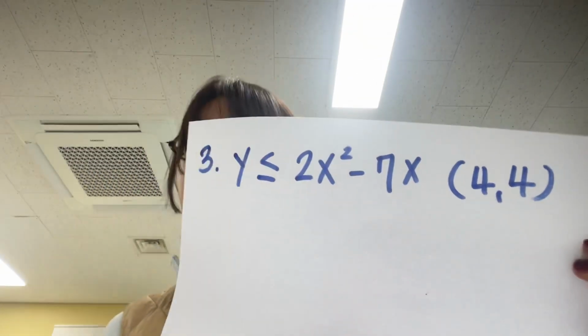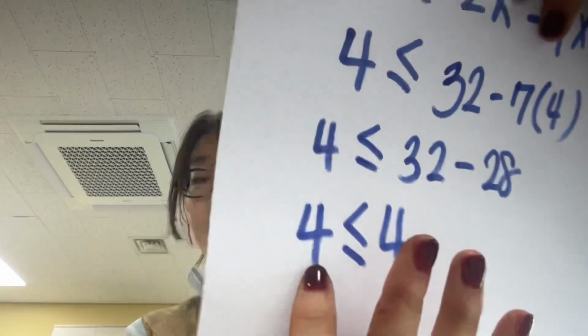Let's try number 3. y is smaller than or equal to 2x squared minus 7x, and the given coordinate point is (4, 4). This is number 3. So again, we substitute the given values into our inequality statement. What I end up getting is 4 is smaller than or equal to 2 times 4 squared, so that'll be 32, minus 7 times 4.